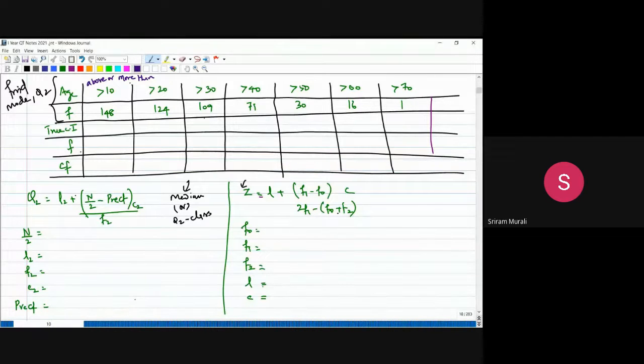So this is my Q2. The formula of Q2 is this. We want to find n by 2, etc. First, the class interval is not continuous, I mean, not uniform. So first I want to find the true class interval.